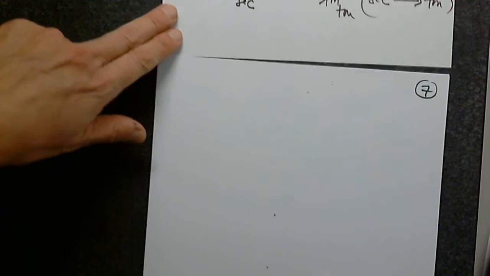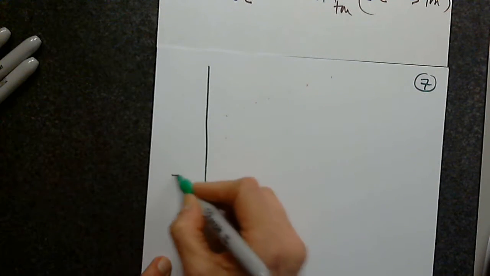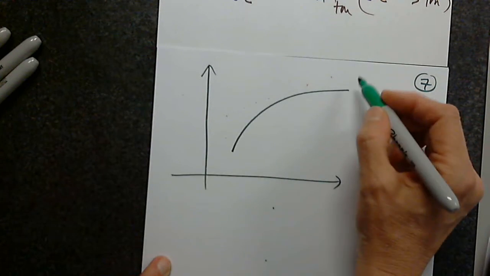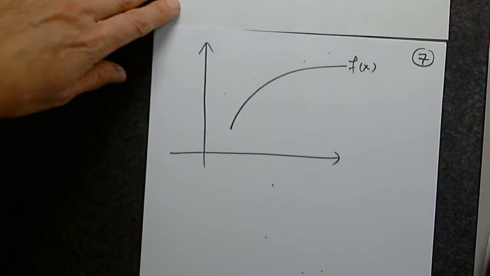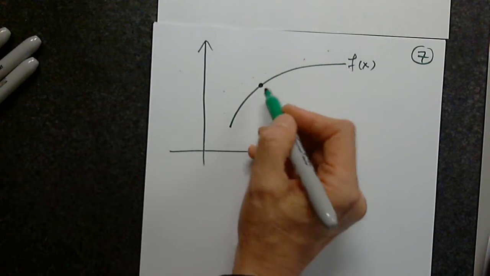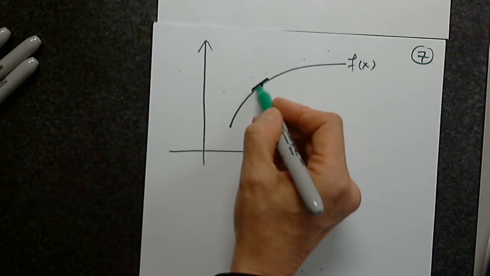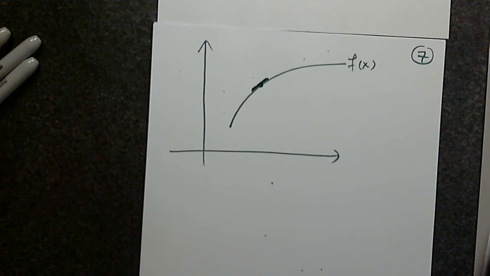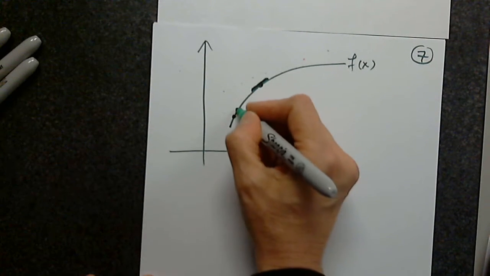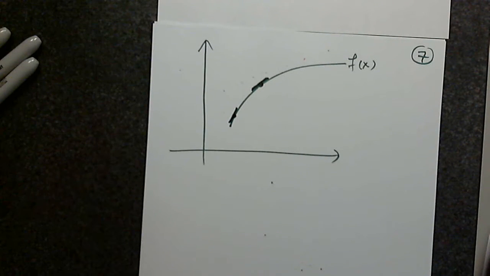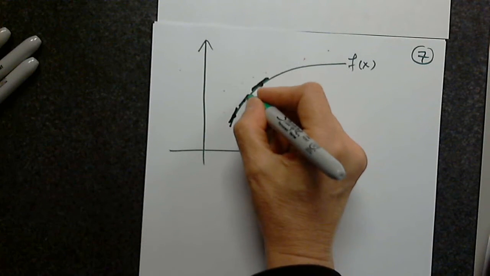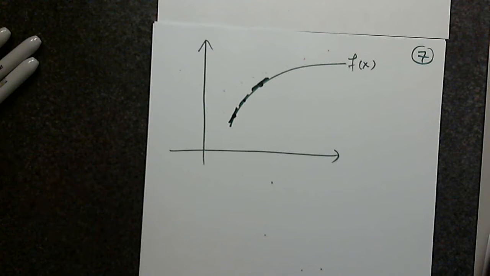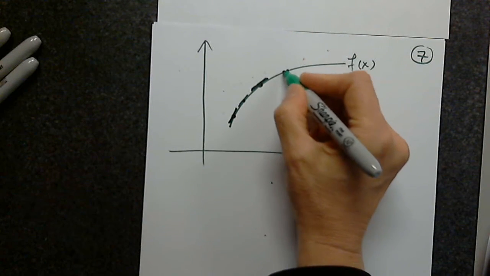But here's one question for you. Here's our function again. So at this point, the slope of this line will give us the rate of change of the function at that point. At this point, the slope of this line will give us the rate of change of that function at that point. Here, the slope of this line will give us the rate of change at that point, and so on and so forth.